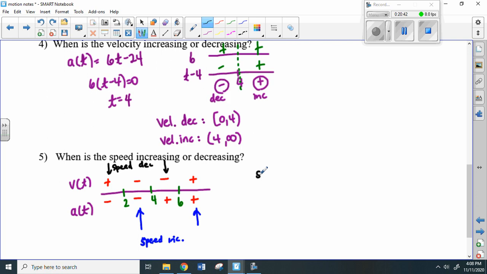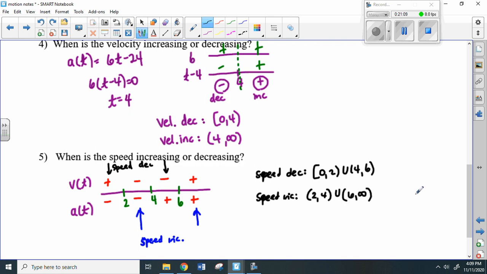So it looks like I'm decreasing first. Speed decreasing. Remember, we're starting at time 0. We're going to 2. Then speed is increasing from 2 to 4. Then decreasing again from 4 to 6. And then increasing again from 6 to infinity.